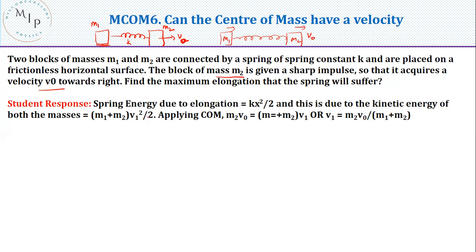That's the question here. The student response is like this: spring energy due to elongation. Let us say at some point of time, the spring completely expands, and the total energy in the spring is half k x squared. This is due to the kinetic energy of both masses, (M1 plus M2) V1 squared by 2. When it extends, these masses are also moving with a velocity which is definitely not equal to V0, because V0 was the velocity at that instant. Let us say V1 here. So the sum of these kinetic energies is equal to the spring energy. I do not know how you equate these two, but anyway, this is the response I had got in one of the papers.